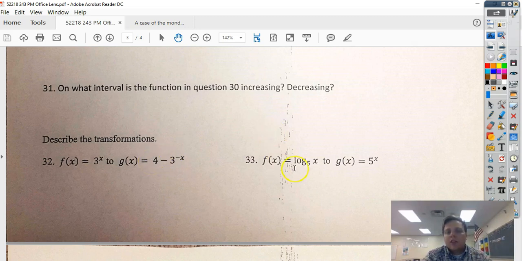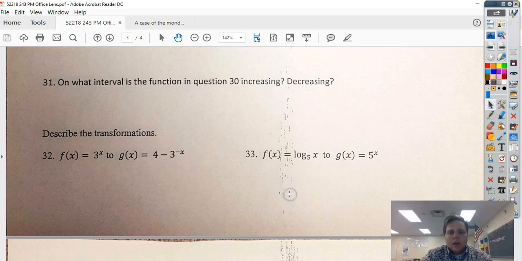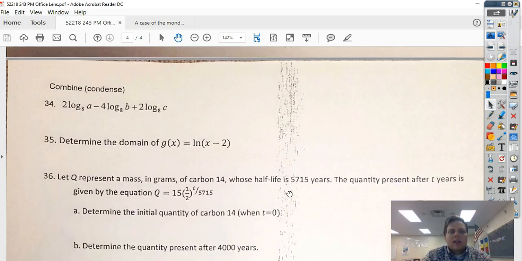Okay, problem 33. I went from a log to an exponential. So that means I was an inverse, so the transformation would be reflecting across the line y equals x. Okay? Moving on.